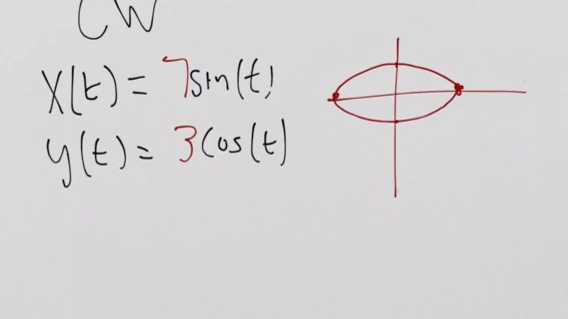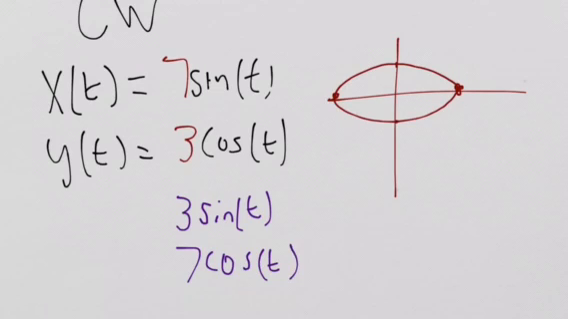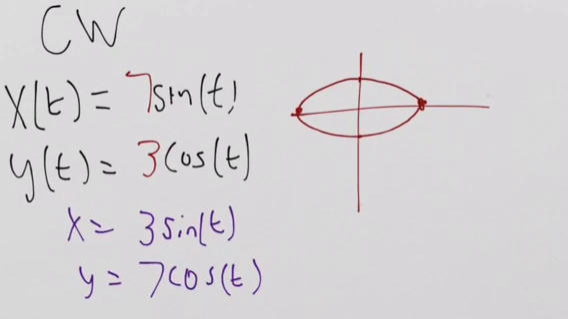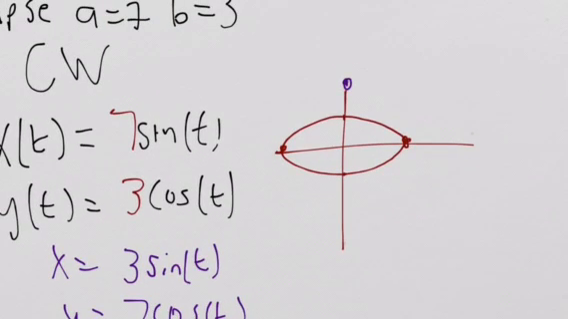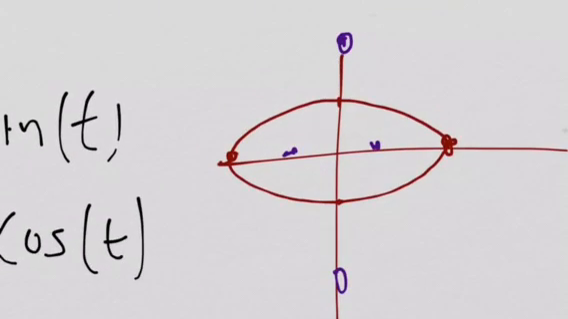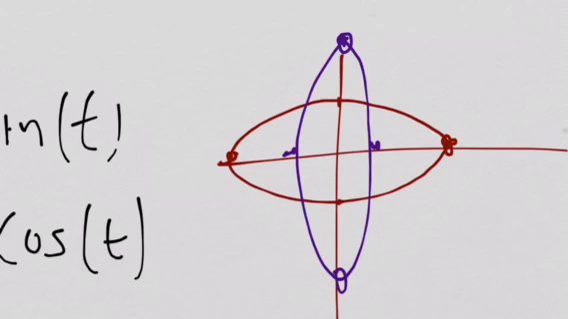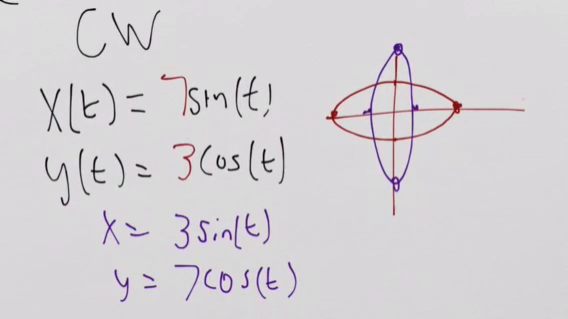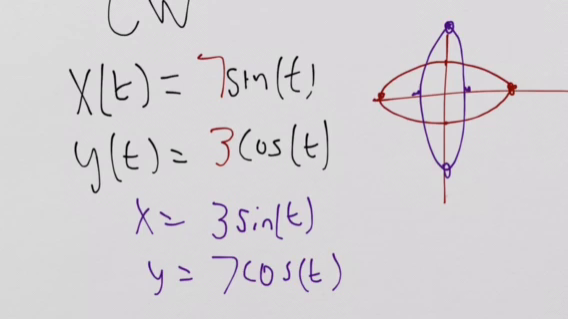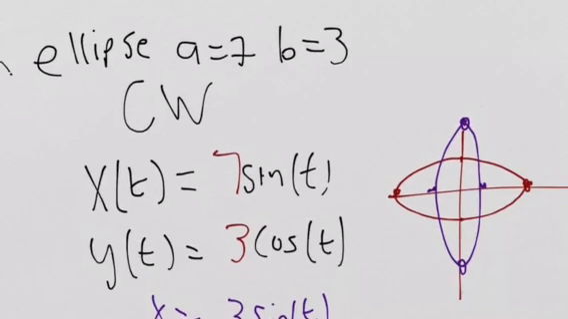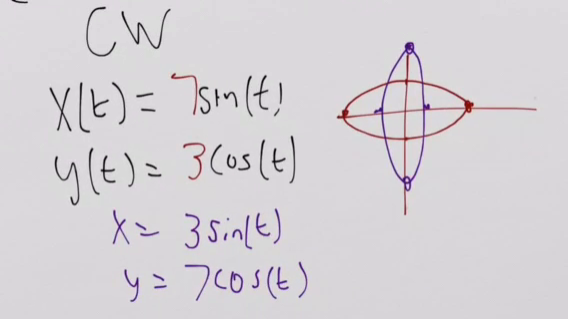Okay, but we could also do 3 sine t and 7 cosine t for x and y. And then if that's the case, then we would go 7, 7, 3, 3. And now the ellipse is vertically elongated. So that part doesn't matter. You can pick these, but just make sure that sine is x and cosine's y, and then one of the coefficients is 7 and one of the coefficients is 3. That gives us our ellipse moving clockwise.